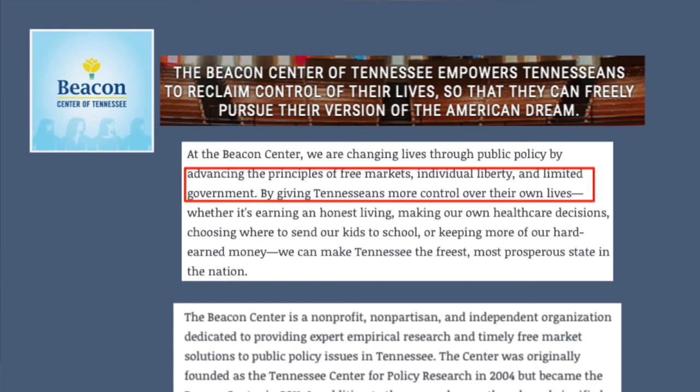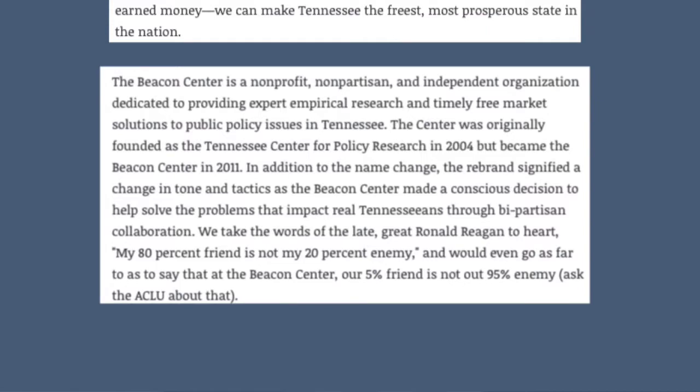But then they go on to say that they're a nonprofit, nonpartisan, independent organization. They kind of allude to some of their more conservative beginnings, but then they say something that I think is really important to understand about advocacy within social work policy or policy in general. And they say that they make a conscious decision to help solve the problems that impact real Tennesseans through bipartisan collaboration. And this is interesting.